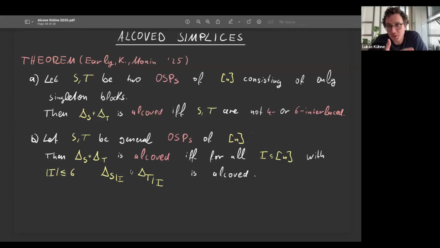That's a local picture, which in some sense remotely echoes the well-known fact that if we have a regular subdivision of a hypersimplex, which we would like to check whether it's a matroid subdivision, we just have to check if every octahedron is subdivided in the right way. So it's also a local way of checking whether a subdivision of the hypersimplex is matroidal. In some sense, I don't see a direct connection, but in spirit it's similar: checking whether the sum of these simplices is Alcoved, we can reduce to a local check on 4 or 6 elements.